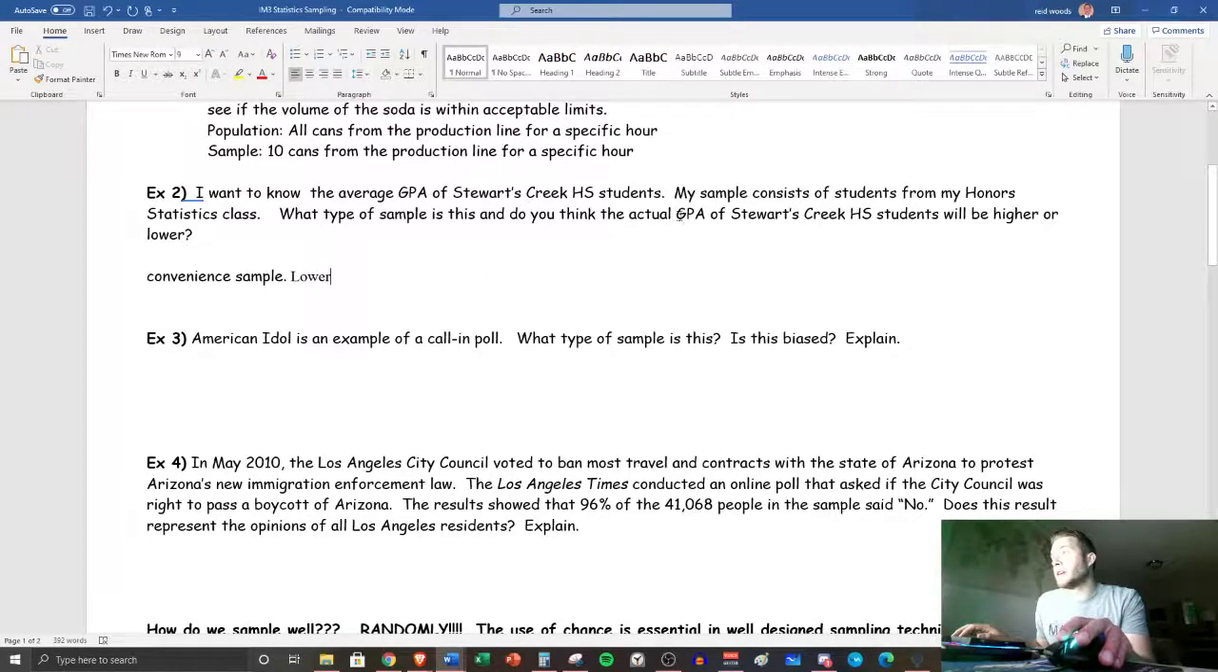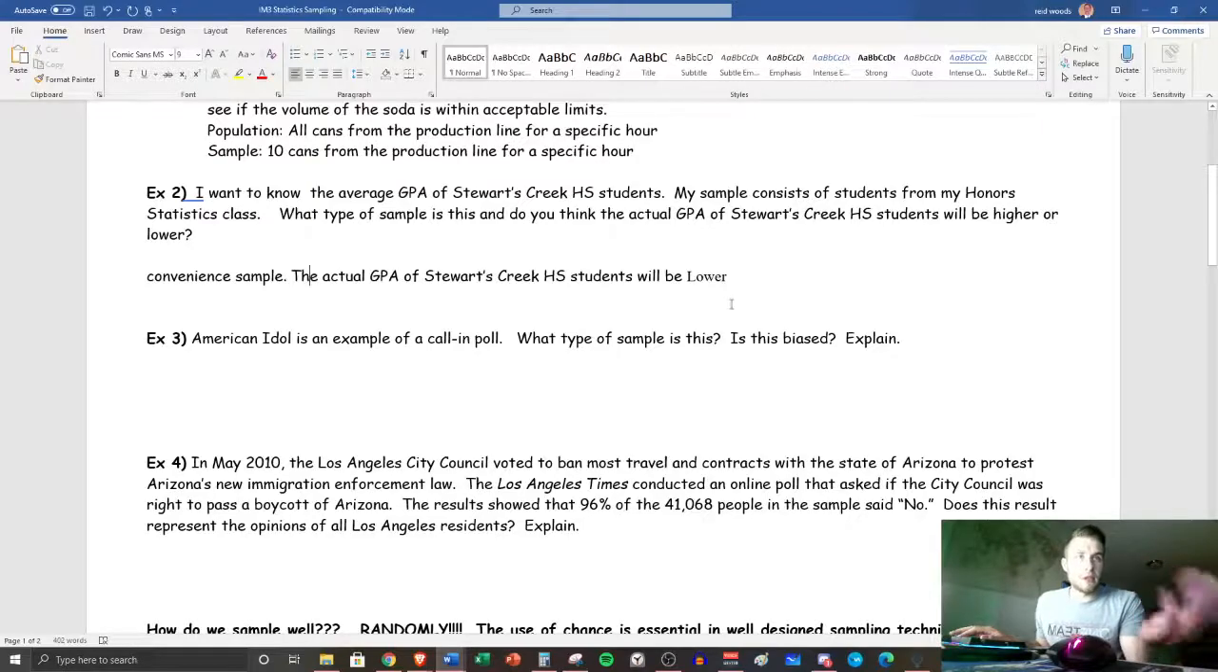So I would say the actual GPA of students will be lower. Write that down. I'll put that here. There we go. The actual GPA of Stewart's Creek High School students will be lower because it should be. Okay, this is a biased sample.